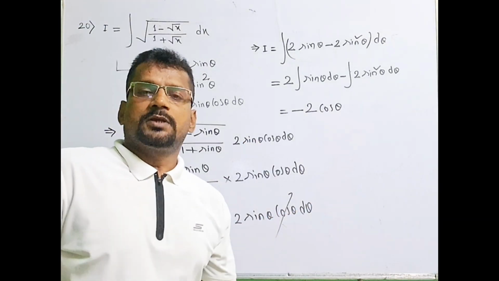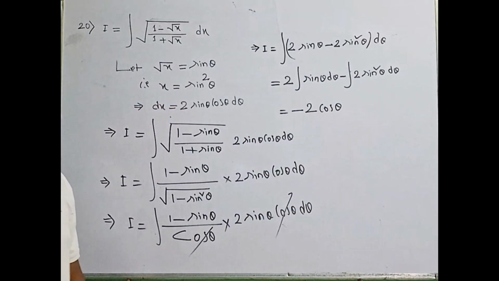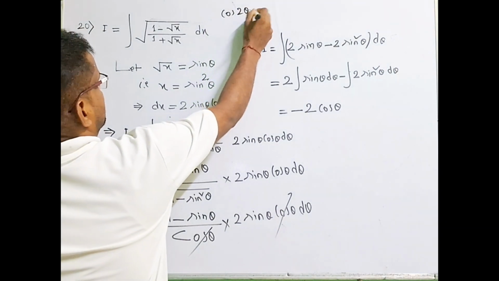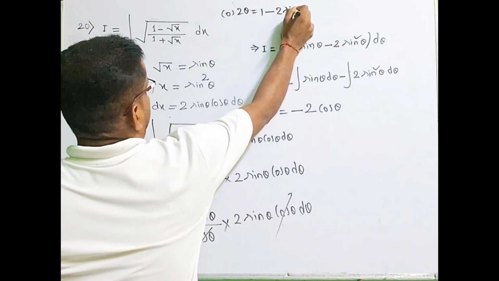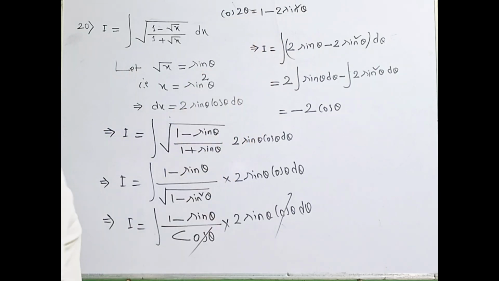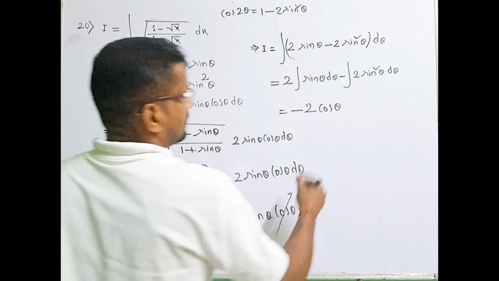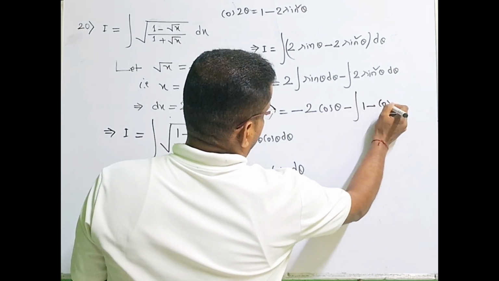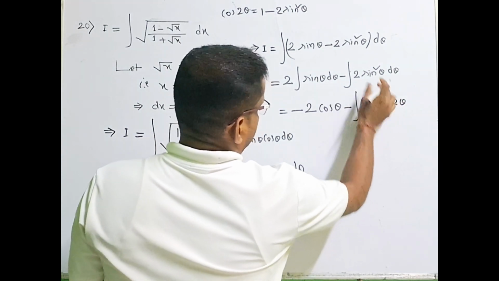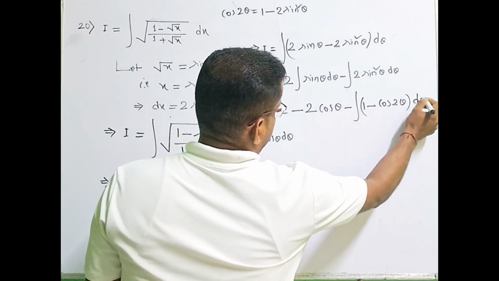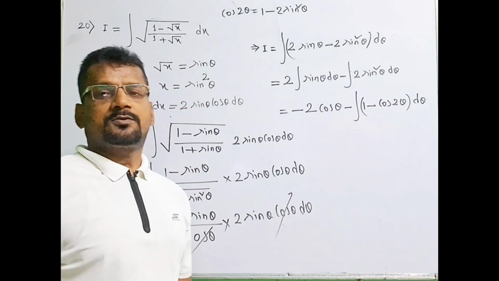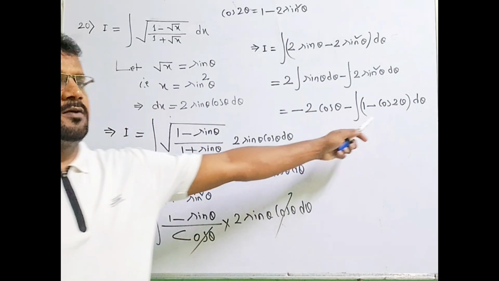Now what about 2 sine square theta? As you know that cos of twice theta equals 1 minus 2 sine square theta. So from here you will get what? 2 sine square theta equals 1 minus cos of twice theta. So let us write minus the integration of 1 minus cos of twice theta. This is using the trigonometric identity, the formula 2 sine square theta is equal to 1 minus cos of twice theta. That formula we have used here.